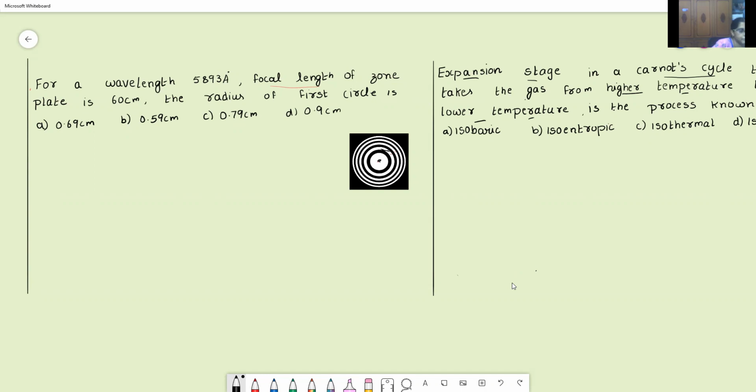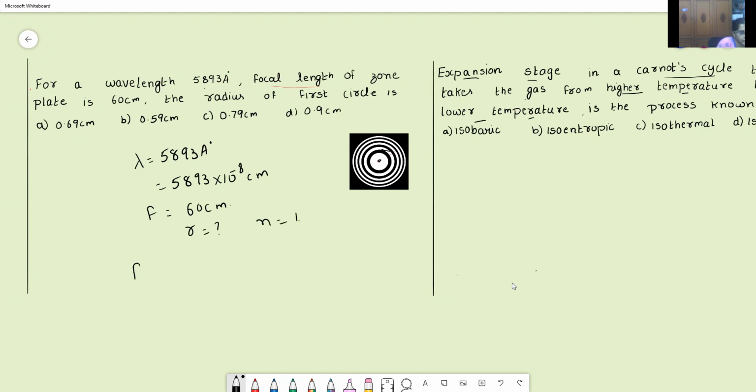have focal length. So now in the problem they have given wavelength, lambda is 5893 Armstrong, that is going to be 5893 into 10 power minus 8 centimeter. I am going to put it in centimeter because the answer options are all given in centimeter. Then they have given focal length, 60 centimeters. They have asked to find the radius for the first circle, that is n equal to 1.